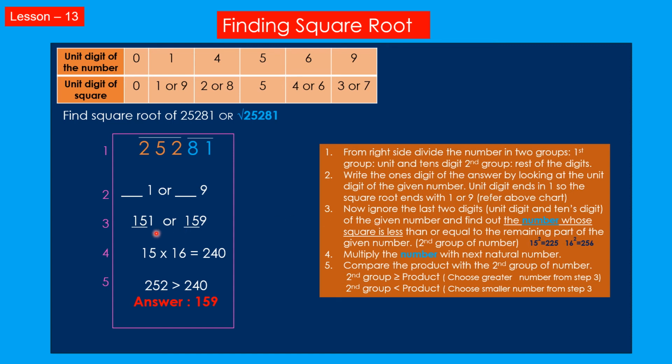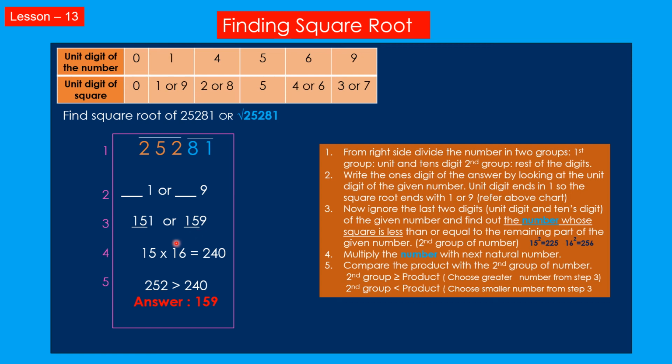So now our answer is like 151 or 159. And we have to pick one number for our final answer. And 159 is more than 151. Alright. So let's see out of these two numbers how we are going to pick our final answer.